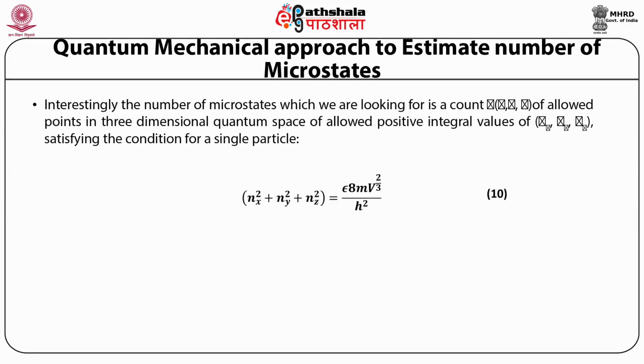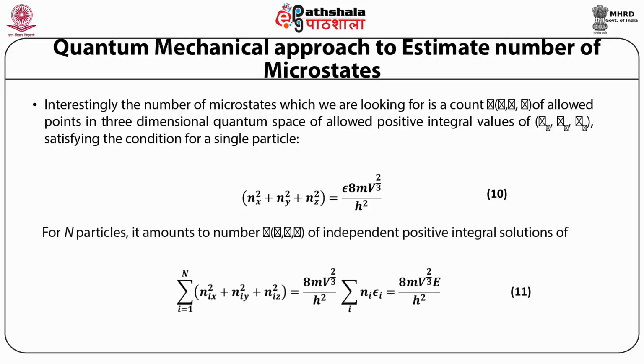Interestingly, the number of microstates which we are looking for is a count omega, which is a function of N, epsilon and V, of allowed points in three-dimensional quantum space of allowed positive integral values of n_x, n_y, n_z, satisfying the condition for a single particle n_x squared plus n_y squared plus n_z squared is equal to epsilon multiplied by 8m V raised to power 2 by 3 divided by Planck's constant squared.